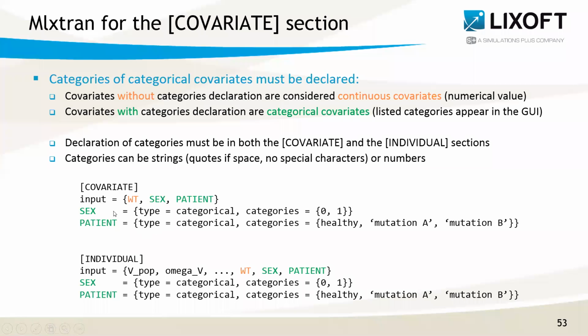So the syntax is the following: name of the covariate, type equals categorical, categories equals, and here you list the categories. It can be either integers or strings. If you use strings, if you use a space, you need to put quotes around the string. However, special characters like percentage, etc., are forbidden. And this is done in both the covariate and the individual section.